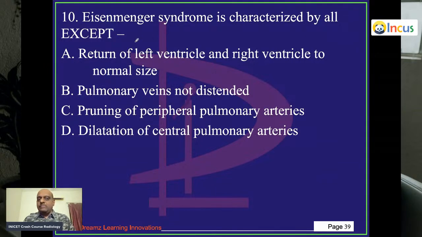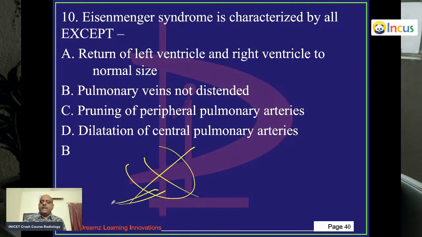Eisenmenger syndrome is characterized by what? Typically, what is Eisenmenger? There is a development of pulmonary hypertension which causes an increase in the pressure in the right ventricle, leading to an increase in the pressure in the right atrium, leading to the reversal of the shunt across the ASD and VSD from right into left instead of left into right. That is called Eisenmenger.